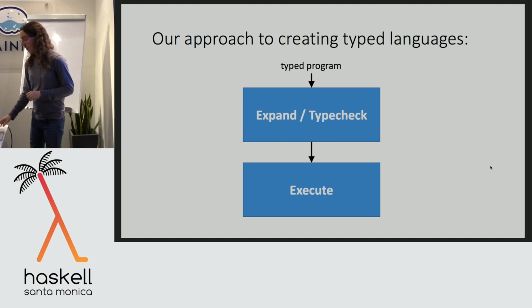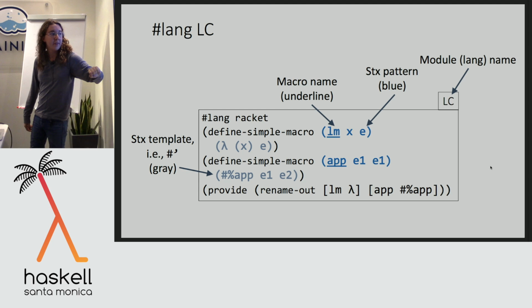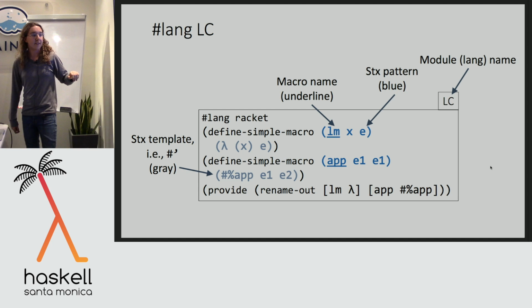So what this lets us do is define, and this is an example of defining, a simple lambda calculus language. We have a lambda, which binds an x and produces an expression, and this will just expand to the Racket lambda. And then we have application, which has two expressions, and we'll just expand into Racket's application. So this is obviously not very interesting because we're just reusing the Racket host language semantics. But you can see that we've come up with a really simple language that has only two primitive forms.